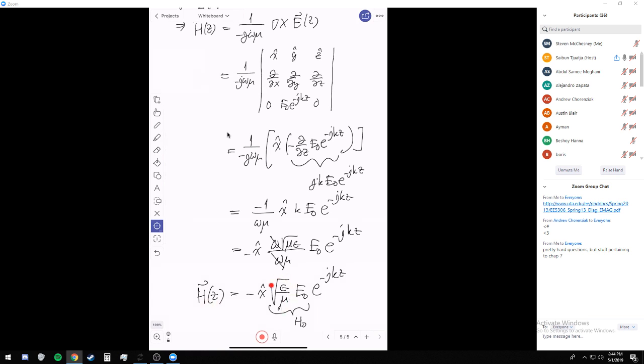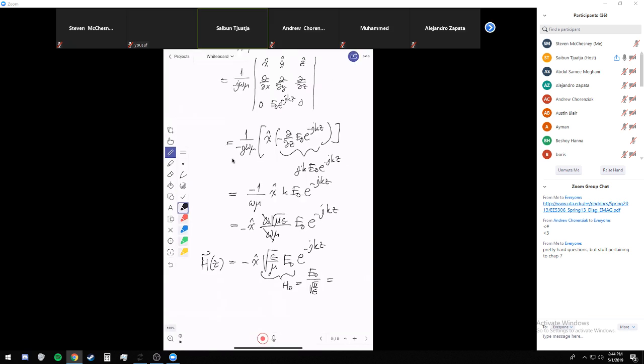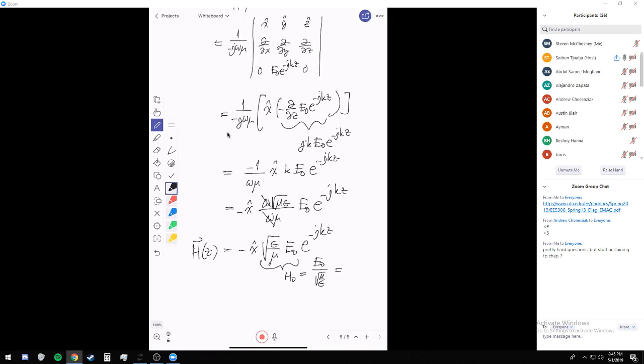So something interesting here, we have a constant here. And the constant, actually I can write down this whole thing, H0 is equal to E0 divided by the square root of mu over epsilon. Now this square root of mu over epsilon is interesting. It's called the intrinsic impedance of the medium. We call this eta. It's a constant. So for a given medium, this eta, which we call intrinsic impedance, has the unit of ohms.